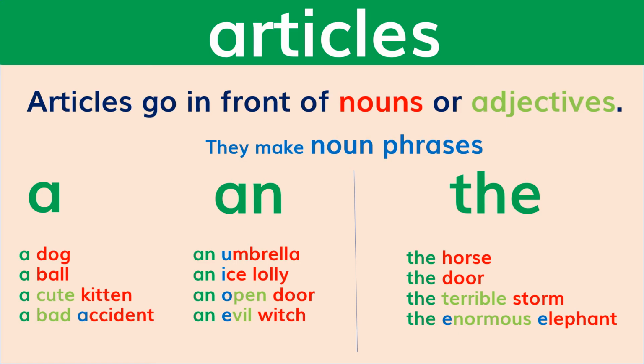Let's have a look at the article the. The horse, the door, the terrible storm, the enormous elephant. We can see that we can put the in front of a noun or an adjective. But when the adjective starts with a vowel, or even the noun starts with a vowel, it makes no difference. We can still use the. We can use the for all of them, whether they start with a vowel or not.